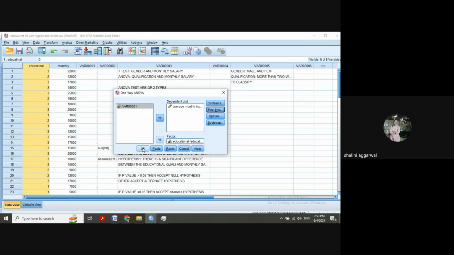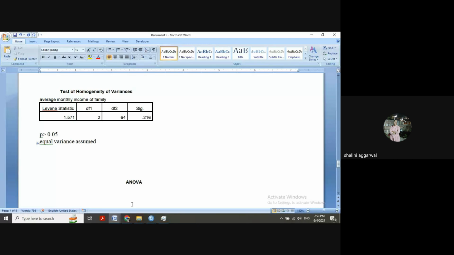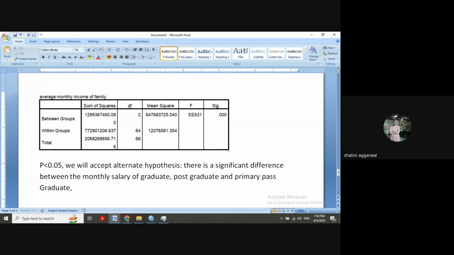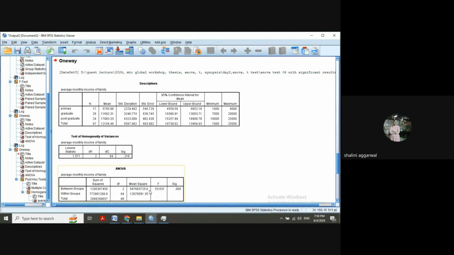Post hoc test, let me tell you what exactly it is. Post hoc test tells you, like there are three categories of things. Like there are graduate people, there is a primary pass and a postgraduate. So there is a significant difference. So what is creating the significant difference? Let me tell you with an example now here.